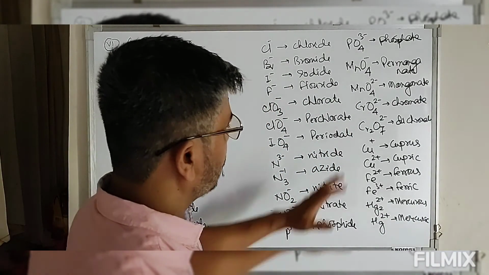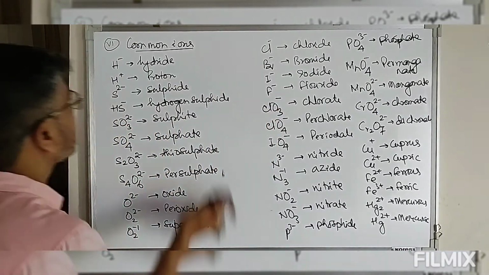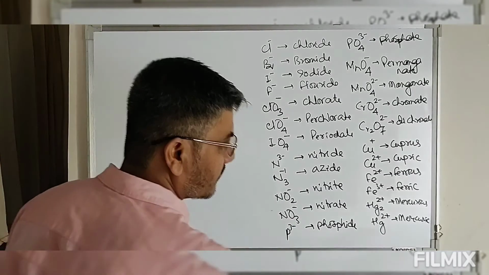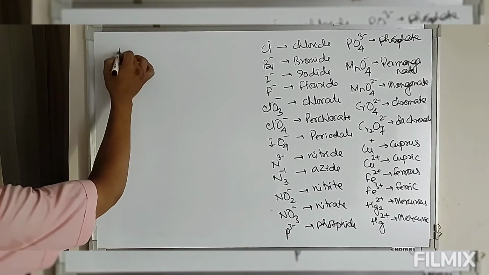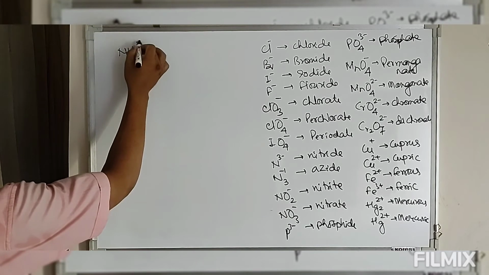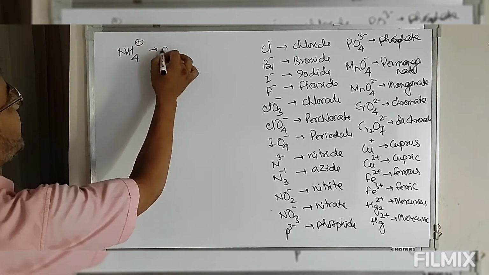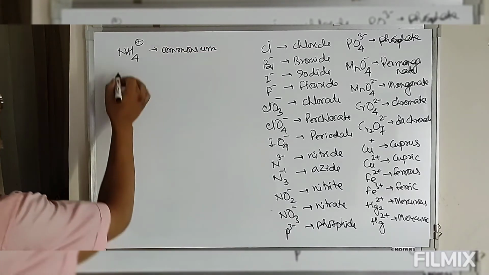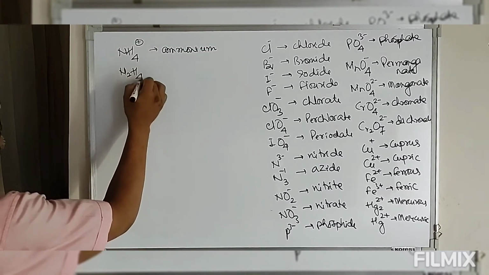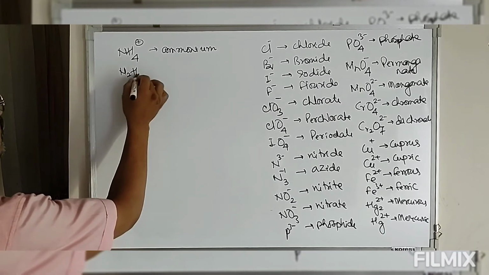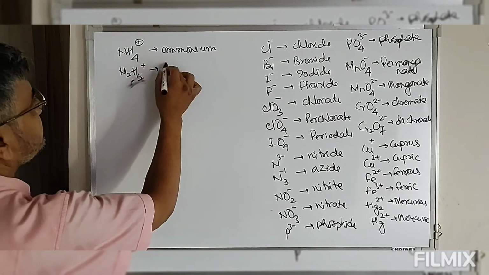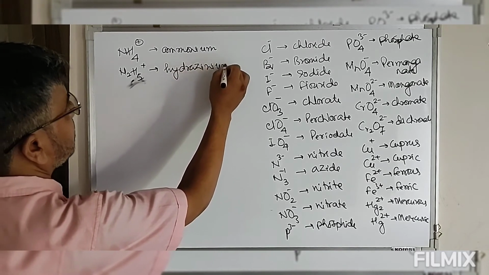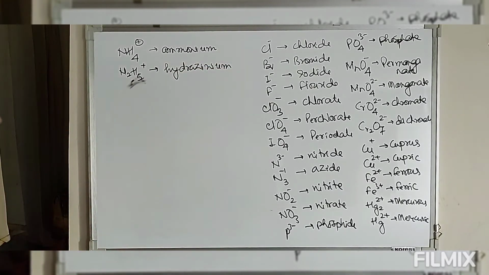So we have NH4 plus, ammonium. N2H5 plus, hydrazinium ion.